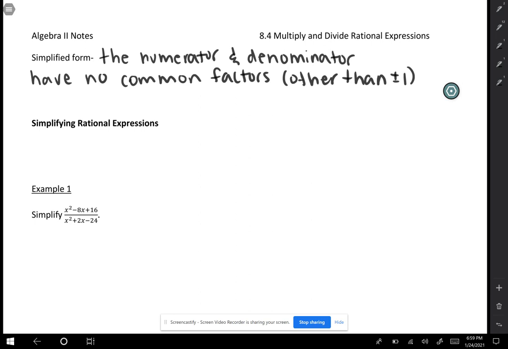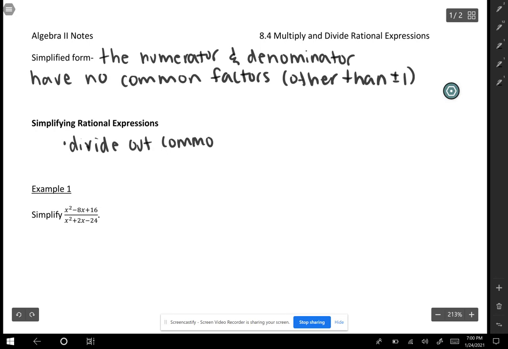To simplify rational expressions, you divide out common factors. As an example, if you have AC divided by BC, those C's would cancel out and you would have A over B as your simplified form.